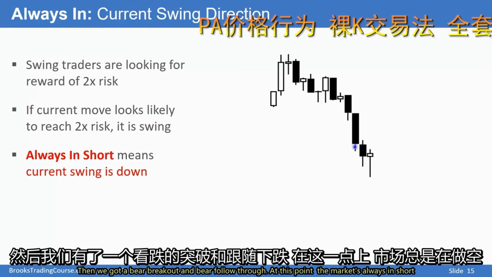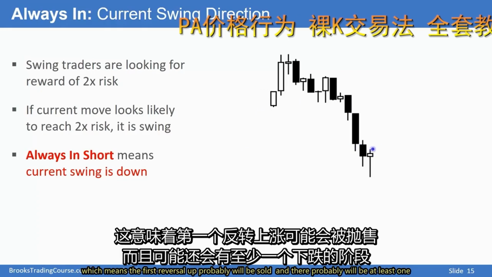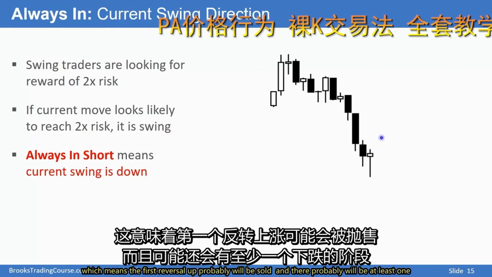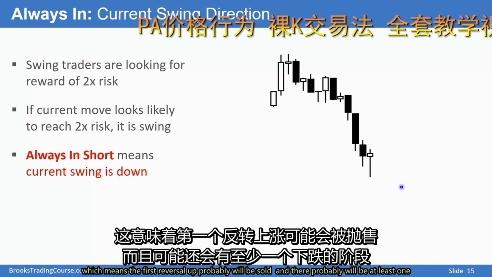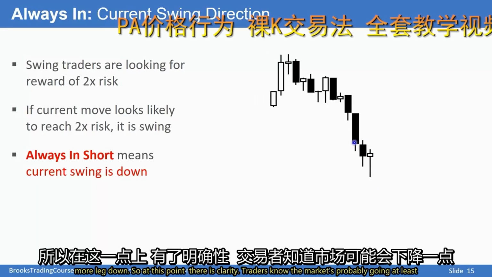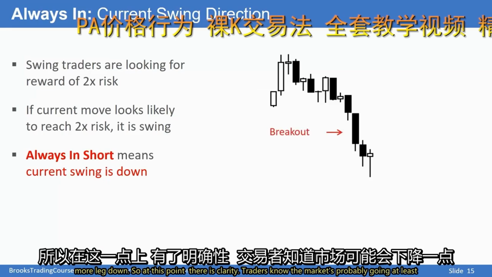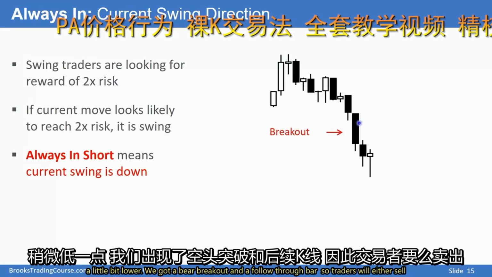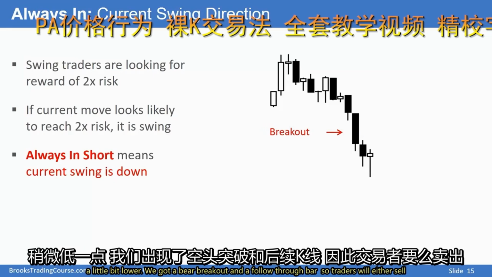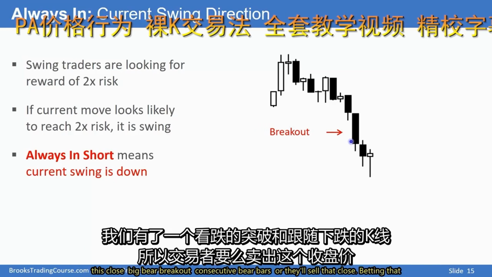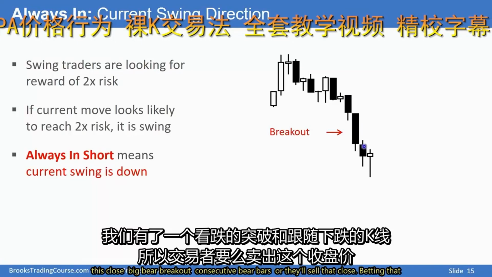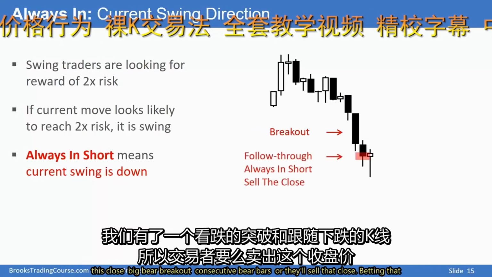So at this point, the market's always in short, which means the first reversal up probably will be sold, and there probably will be at least one more leg down. So at this point, there is clarity. Traders know the market's probably going at least a little bit lower. We got a bear breakout and a follow through bar. So traders will either sell this close, big bear breakout, consecutive bear bars, or they'll sell that close.